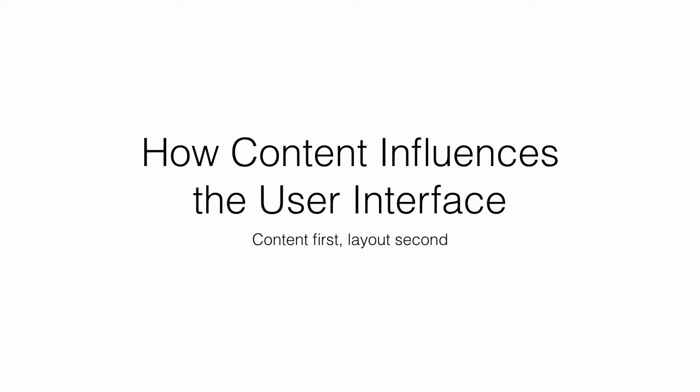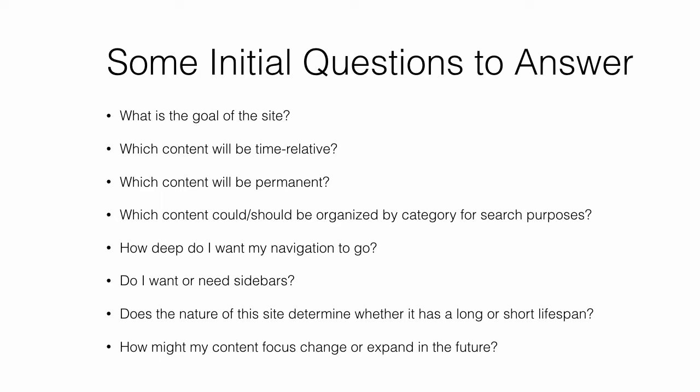So let's go ahead and answer some initial questions. First of all, what is the goal of the site? Which content will be time relative? Which content will be permanent? Which content should or could be organized by the category for search purposes? How deep do I want my navigation to go? Do I need or want sidebars? Does the nature of this site determine whether it has a long or short lifespan? And finally, how might my focus change or expand in the future?